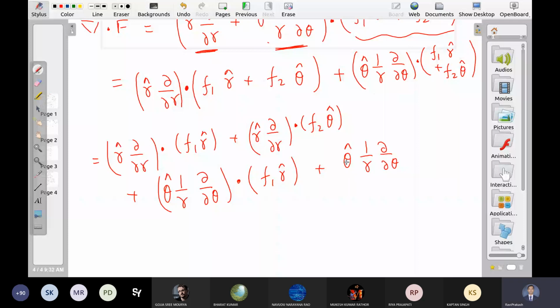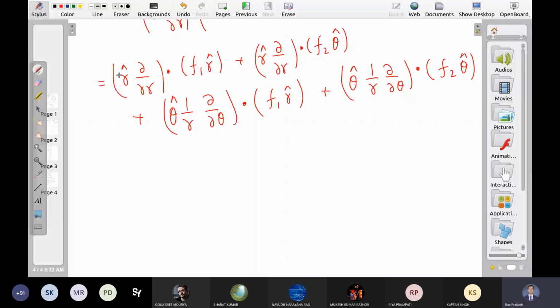Let us solve. How many terms are there? 4 terms, right? Let me give some name to them so that I don't have to write each time. Let me call it term 1. This is term 2. This is term 3. This is term 4. Okay. So I am going to discuss first term 1 only.